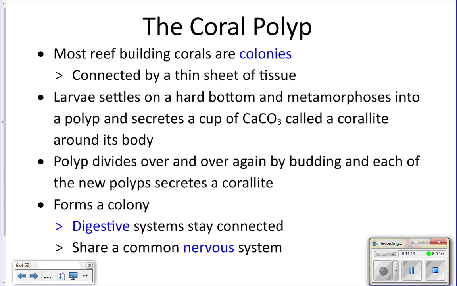So if they keep their digestive system interconnected, if these guys have an excess of food and these guys need food, they can share, and this whole colony will survive, okay?